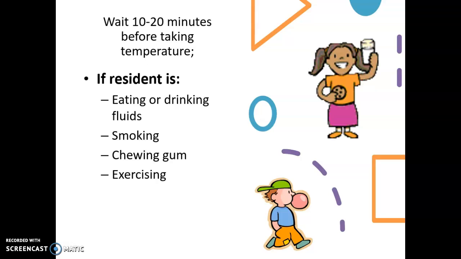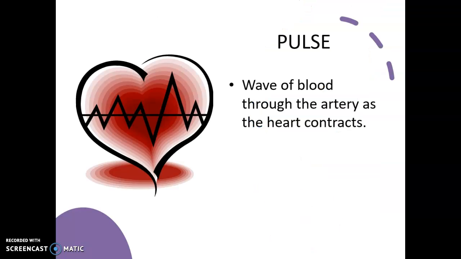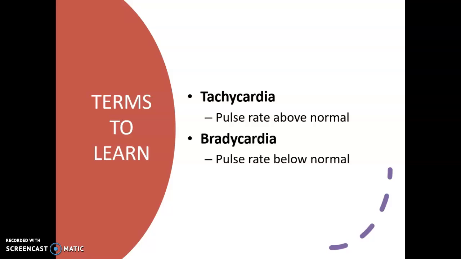Wait 10 to 20 minutes before taking a temperature if the resident has been eating or drinking fluids, has just smoked, has been chewing gum, or exercising. Pulse, the definition would be the wave of blood through the artery as the heart contracts. Terms to learn: tachycardia and bradycardia. Tachycardia would be a pulse rate above normal, so above 100. And bradycardia would be a pulse rate below normal, which would be below 60.